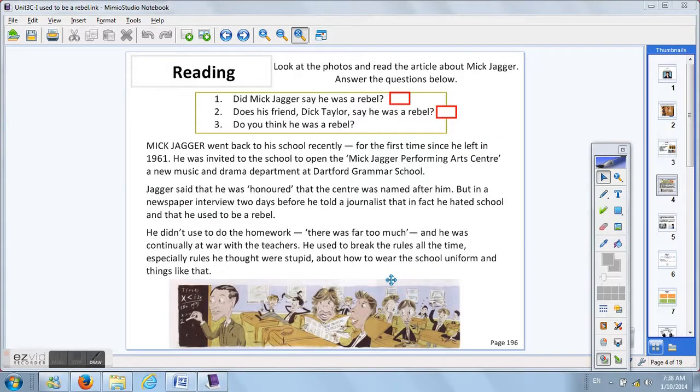Look at the photos on this and the next page, then read the article about Mick Jagger. Then answer the following 3 questions. Did Mick Jagger say he was a rebel? Does his friend Dick Taylor say he was a rebel? And finally, do you think he was a rebel? Please pause the video, read the article on this and the next page, and answer the 3 questions.